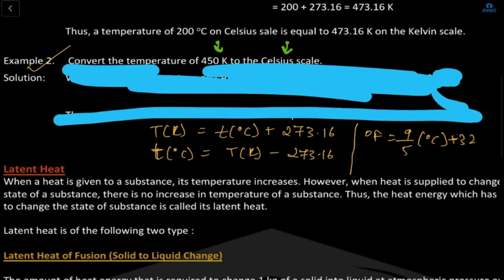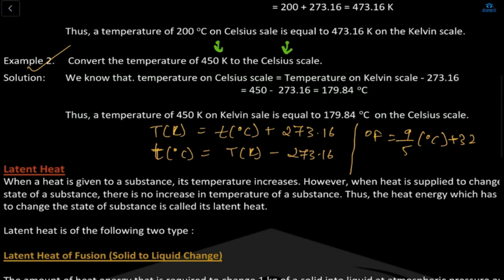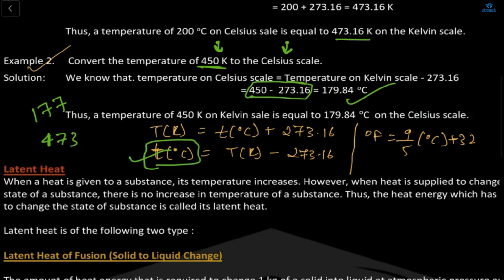Okay, ma'am. I got 177.84 degrees Celsius. Let me check. Convert the temperature of 450 Kelvin into Celsius. So you have to apply this formula because you have to convert it into Celsius. 450 Kelvin is given, and you have to subtract 273.16 from it. So how much is it coming? 450 minus 273.16. It should come to 176 something. Yes, ma'am, 176.8. Okay, so the earlier was wrong.